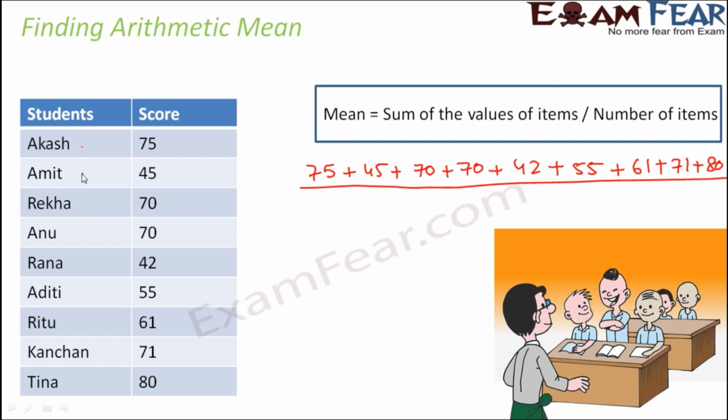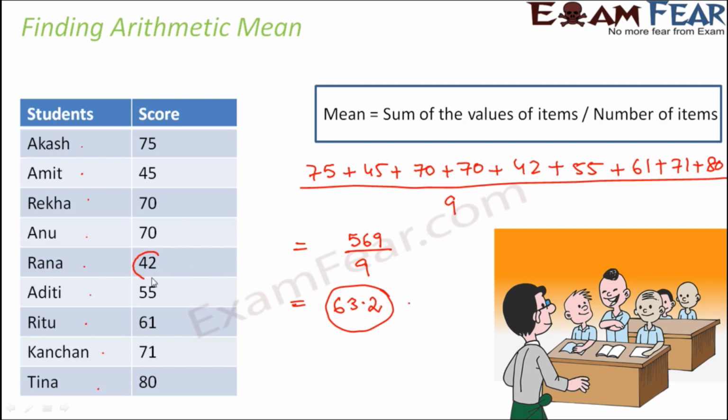So how many students do you have? 1, 2, 3, 4, 5, 6, 7, 8, 9. So this divided by 9. So we see the sum is 569, divided by 9, which comes out to be 63.2. So this is the average score of the class. That means if we assume that all the 9 students in the class got equal marks, then each of them would have got 63.2.